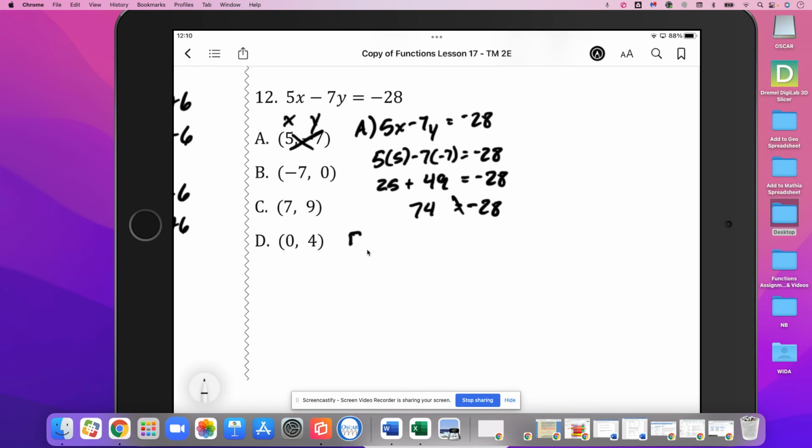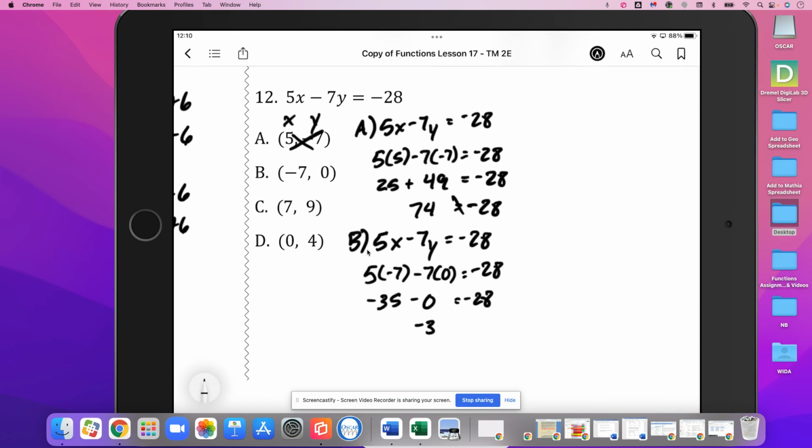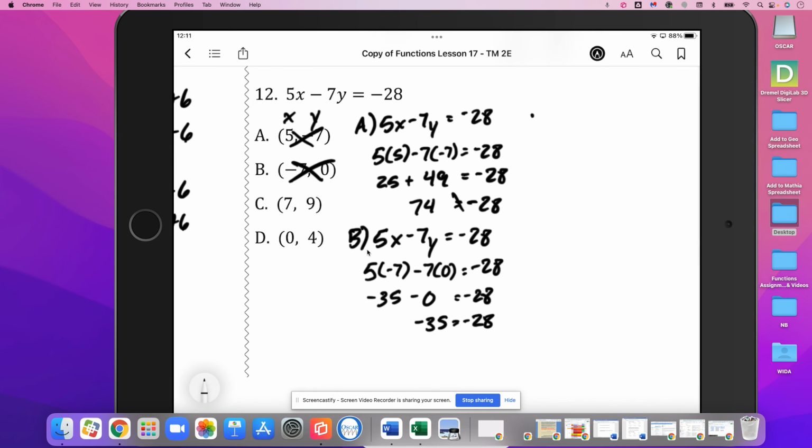B, we have 5x minus 7y equals negative 28. 5 times negative 7 minus 7 times 0 equals negative 28. And so we get negative 35 minus 0 equals negative 28. And negative 35 equals negative 28 is not a true statement. So B is not correct, or B does not satisfy the function.